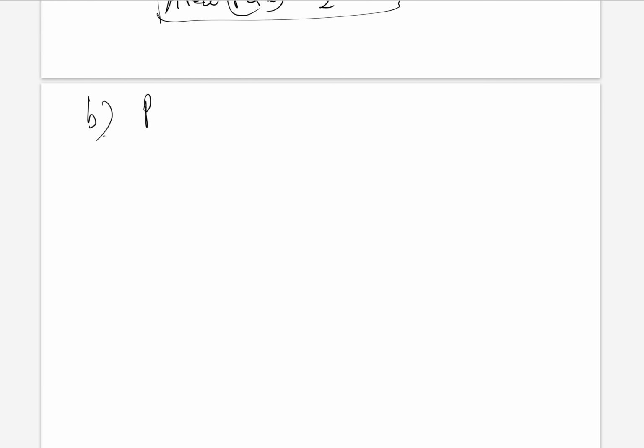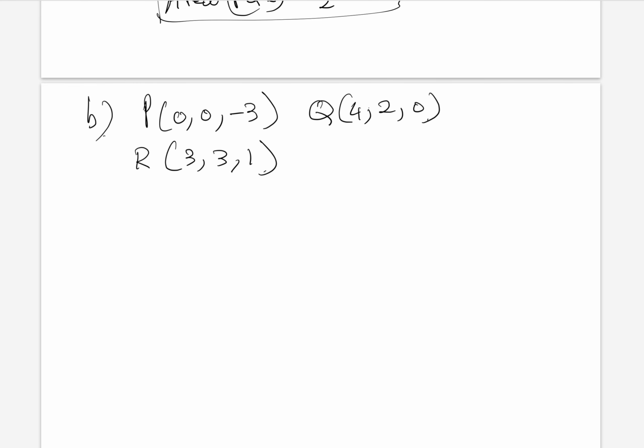No, the B. For B you have P: 0, 0, and -3, and Q is the coordinate 4, 2, and 0. And you have R: 3, 3, and 1. Okay, you have those points. So same thing, they ask you to find the non-zero vector orthogonal. So the non-zero vector orthogonal is n, equal to the cross product of the PQ vector and the PR vector. That's the way you have to do it.